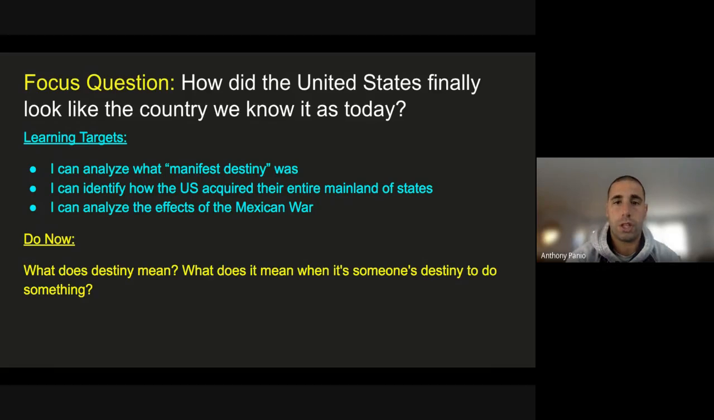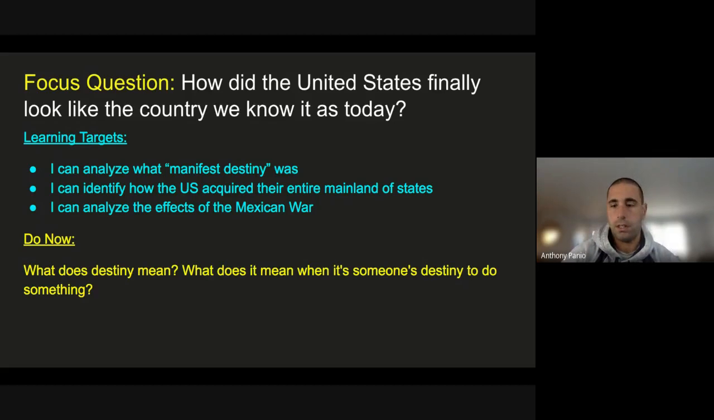So we're going to look at the term today, manifest destiny. Manifest destiny is a big term that we looked at in 7th grade. Now we're going to look at it from the 11th grade version, which is kind of looking at how manifest destiny wasn't just about expanding westward, but how it affected the different groups of people and how it ultimately leads to something called the Mexican-American War.